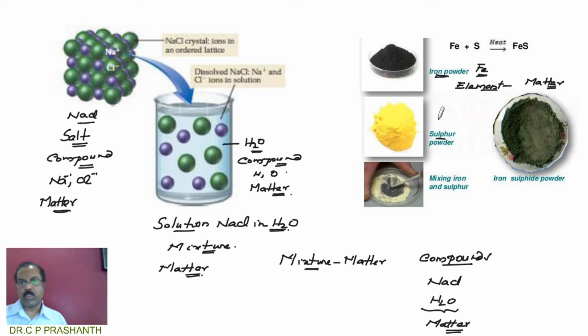Similarly, sulfur is S8. This again is an element. It's an element because it is made up of same kind of atom, sulfur. We know this also is a matter. Now we mix iron with the sulfur. So here you can see a mixture of iron and sulfur. So this mixture, as we have seen in this case, also is a matter.